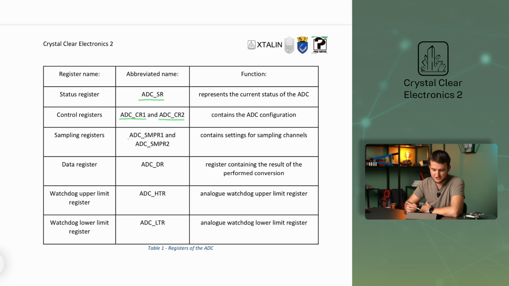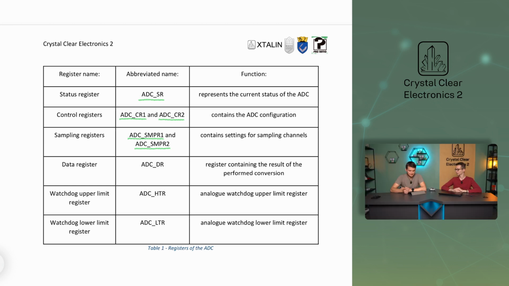In the ADC_SMPR1 and ADC_SMPR2 registers, you can specify how many clock cycles to sample from the signal during a conversion. Of course, sampling over more ADC clock cycles may give more accurate results, but naturally, it will take longer.